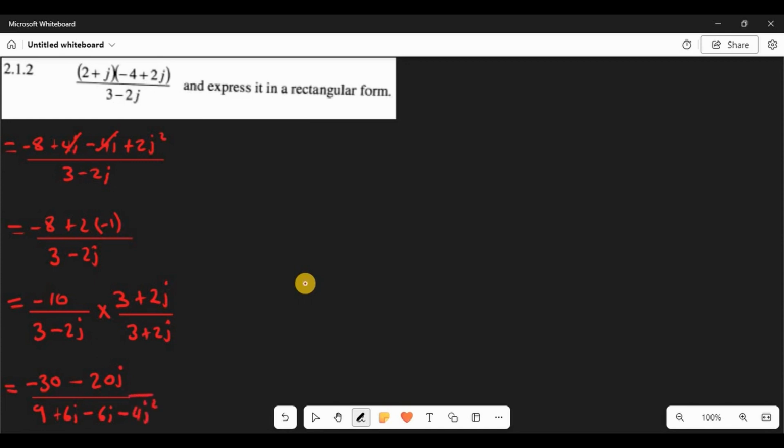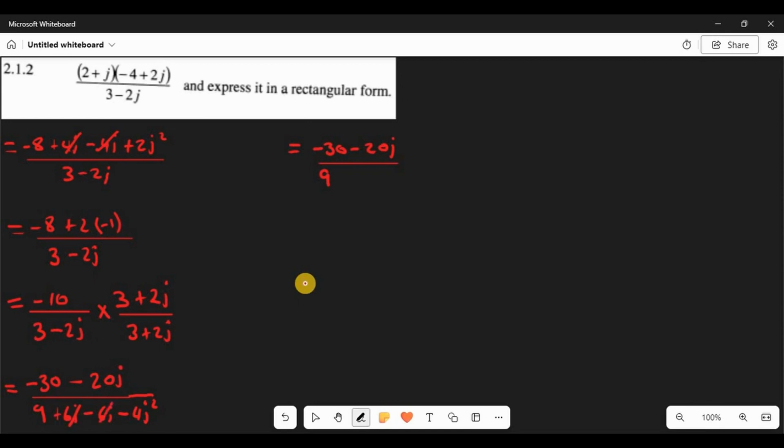There we go. So from here, the numerator, there is nothing we can do there. We just leave it like that. So we're just going to write negative 30 minus 20j, right? Divide by. Now let's look at the denominator. We have 9. There is nothing we can do with that 9. It's just 9. And then we also have the like terms. We have positive 6j, negative 6j. They're going to cancel each other. They're going to give you 0.